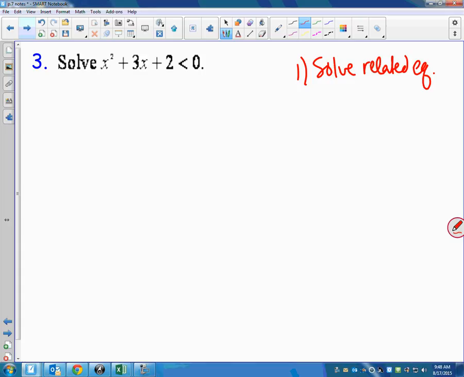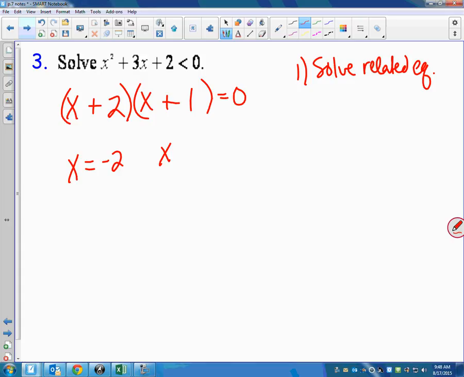And if I was going to solve this equation, I can already see that it's factorable. It's x and x. What multiplies give me 2, that adds give me 3. Oh, it's amazing. It's just 2 and 1, right? And I'm going to change that to an equal sign for a minute just because I'm just solving the equation. And I would get answers of x equals -2, x equals -1.